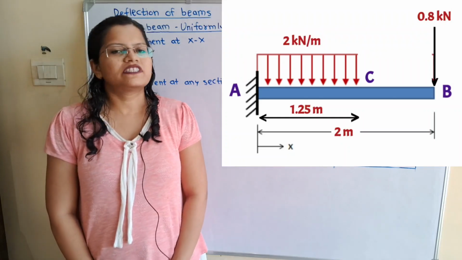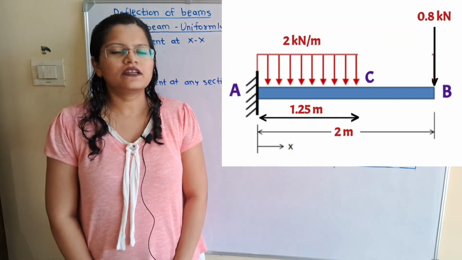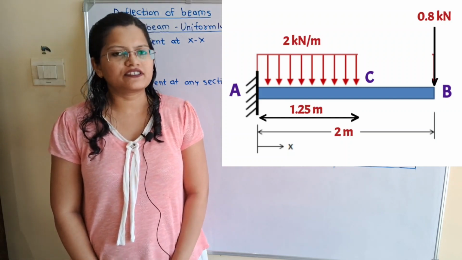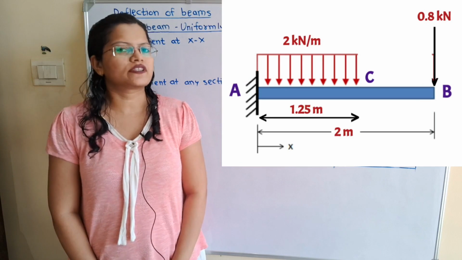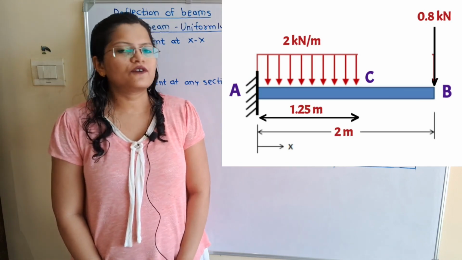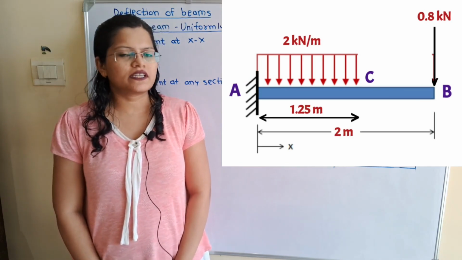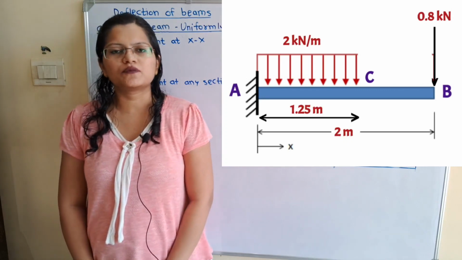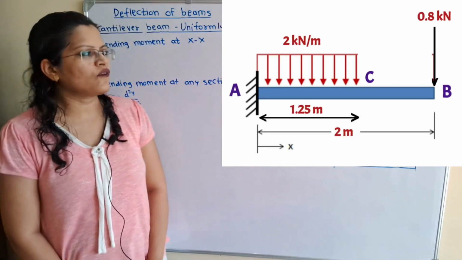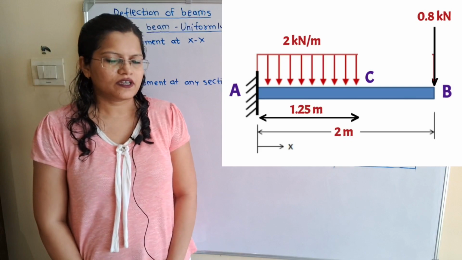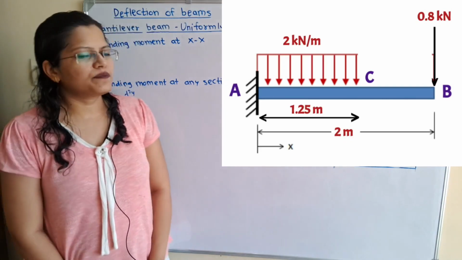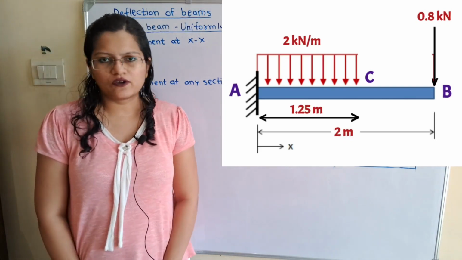To find out the deflection at free end by using double integration method, we will first draw the free body diagram. If we observe this cantilever, it is carrying uniformly distributed load over a span of 1.25 meter and at the free end B, it carries the point load.